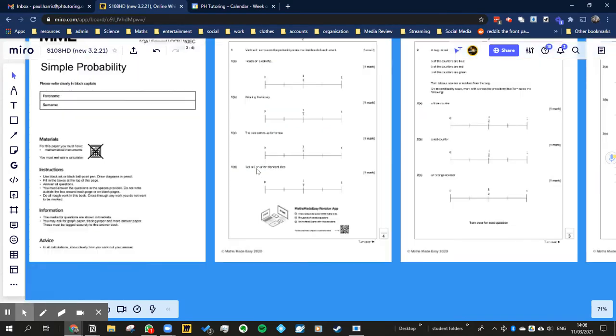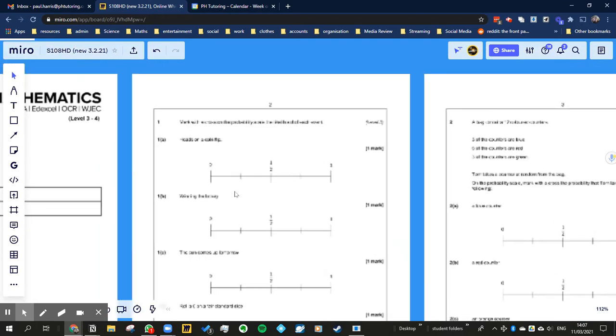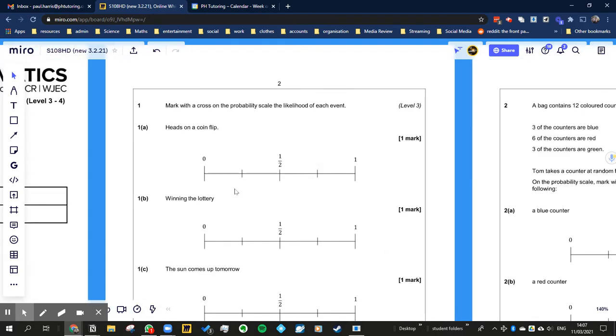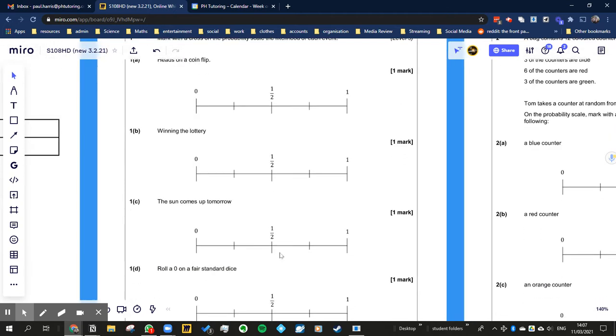Okay, so let's have a look at what we've learned about probability and apply it to a couple of questions. I think these ones look like they're going to be fairly straightforward. Mark an X on a probability scale, the likelihood of each event. Well, heads, half. Winning the lottery, I guess it's like demonstrating that you know that it's very unlikely, so somewhere around about here, but not actually on zero. Sun comes up tomorrow. Well, somewhere up about here, not necessarily one, I suppose.